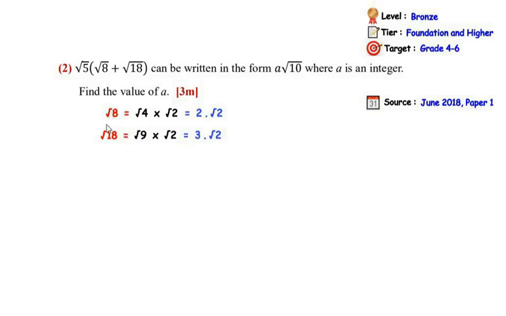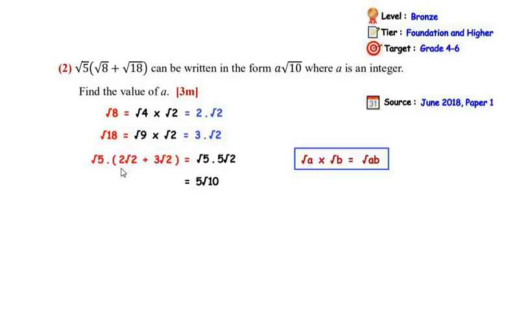Now let us plug in the values of these two inside the bracket. So we get square root of 5 times (2 root 2 plus 3 root 2). Now the terms inside the bracket are like terms because they have the same square root, that is square root of 2 and square root of 2. So we are going to add 2 with 3, giving us 5 times root 2. So square root of 5 multiplies with 5 root 2.